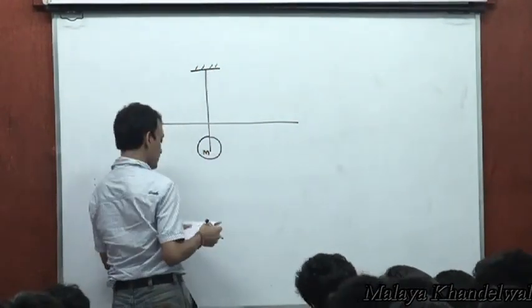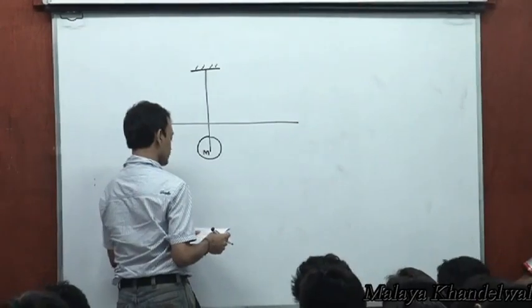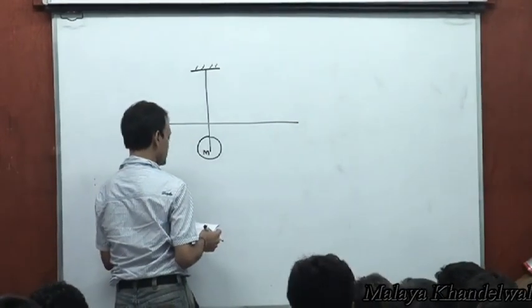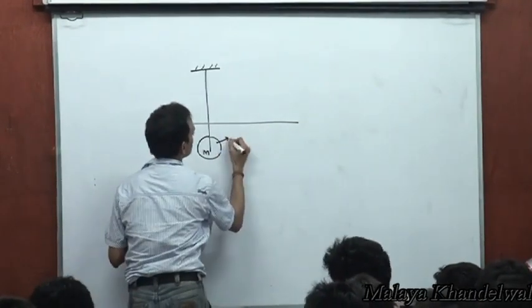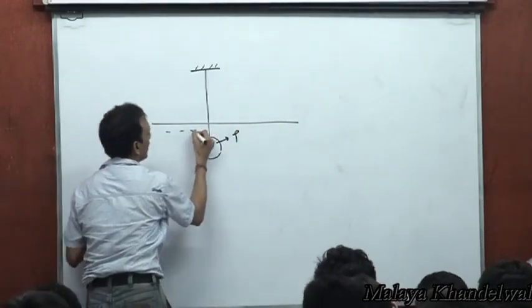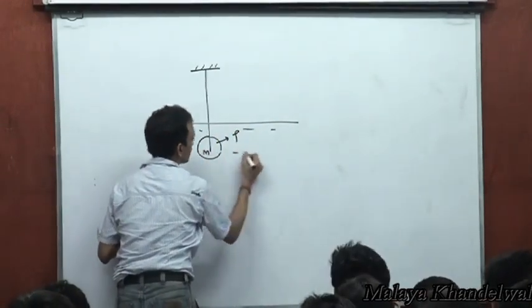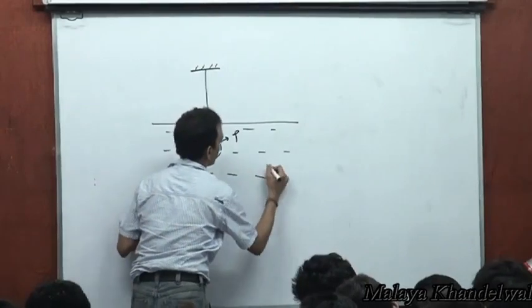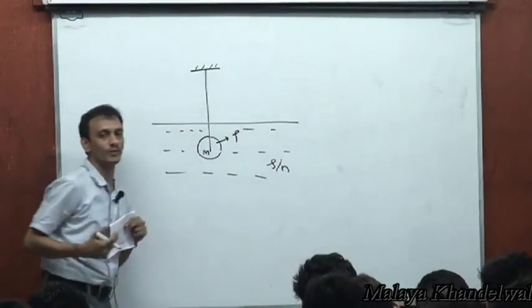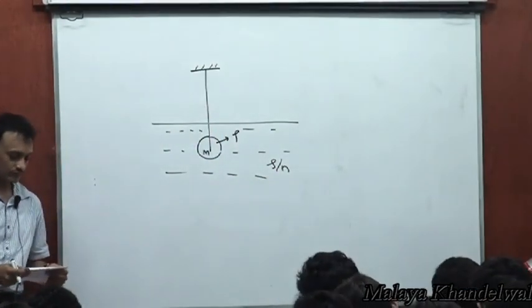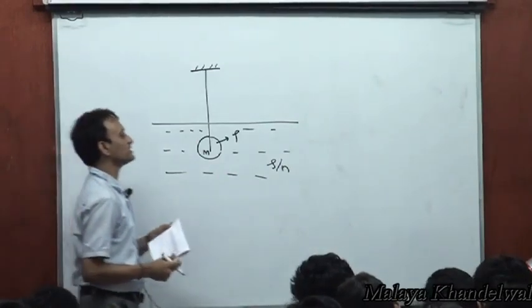M is the mass of the bob, immersed in a liquid. The density of the material of the bob is rho, and the liquid has density rho by n. We need to find the time period.